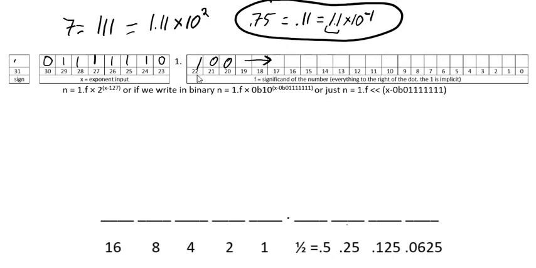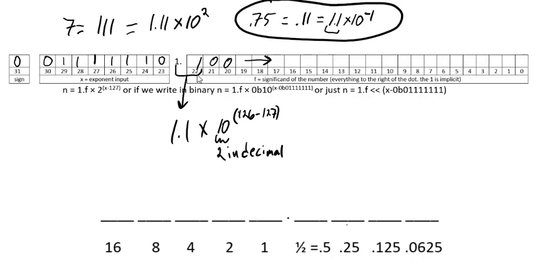And then of course we're positive, so we put a 0 here. So this is 127, right? The bits here form 1.1 times 2 to the 126 minus 127, which is -1.